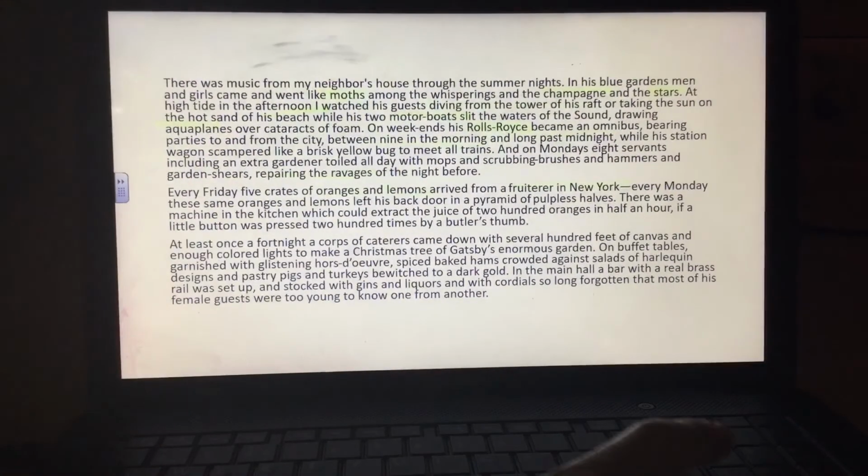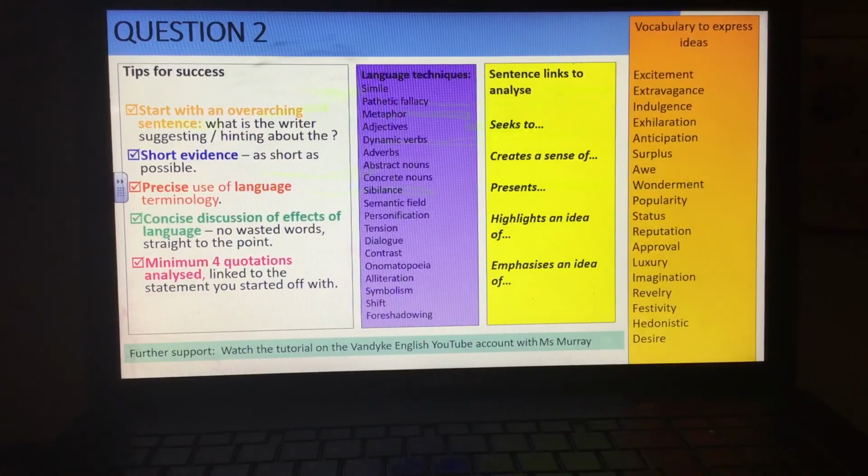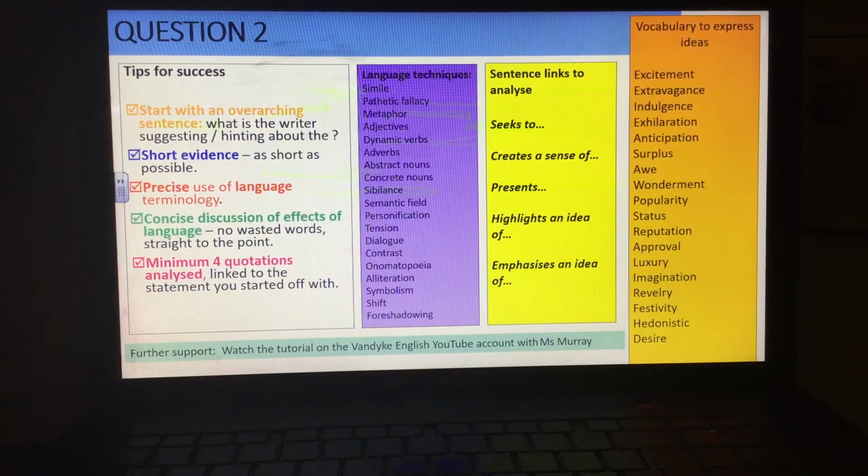Now, what we've done for you is we've given you this slide that you can see on Show My Homework. So you've got tips for success down the side there. You need to start with that overarching sentence. So what is the writer really hinting about these parties? So you can start with, overall, the opulence, the expense of these parties draws people to them. You'd be using short evidence.